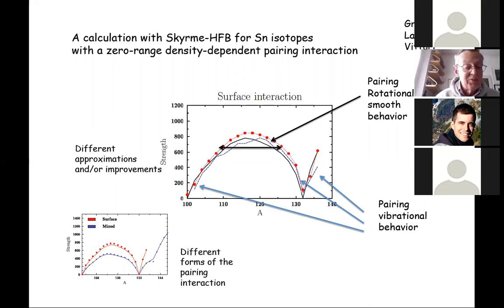Such a picture, in reality, you can try to calculate yourself. This was a calculation by the group in Jülich, with SCRM for tin isotopes with a certain density-dependent pairing interaction, and you plot this pairing strength, always the matrix element of the pairing operator between A and A+2. In fact, you can see that the result seems to show what I was talking about just before: a vibrational-like behavior around the closed shells, Sn-100 and Sn-132, and a sort of pairing rotational smooth behavior in the center of the shell.